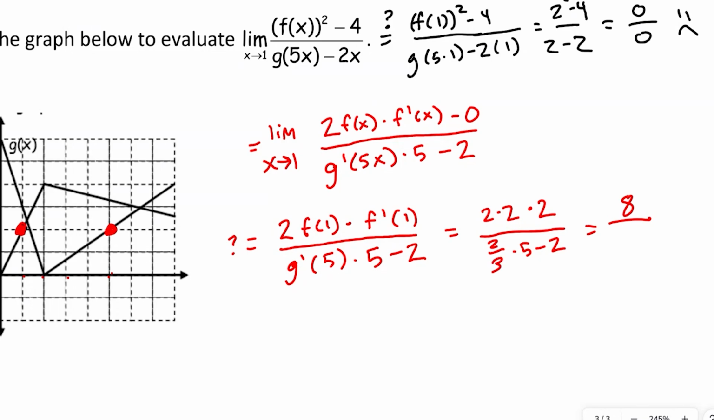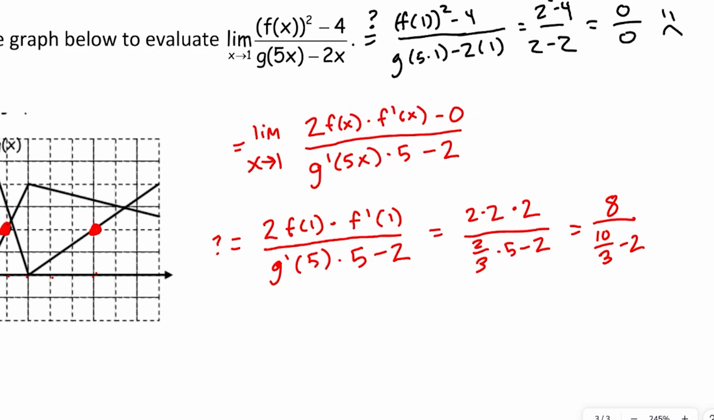We get 10/3. Actually, we'd have a problem if it was 10/3 minus 2... Yeah, because it'd be 0, if it was 2/5. Then we'd have to do the rule again. But no, we're going to be okay here.